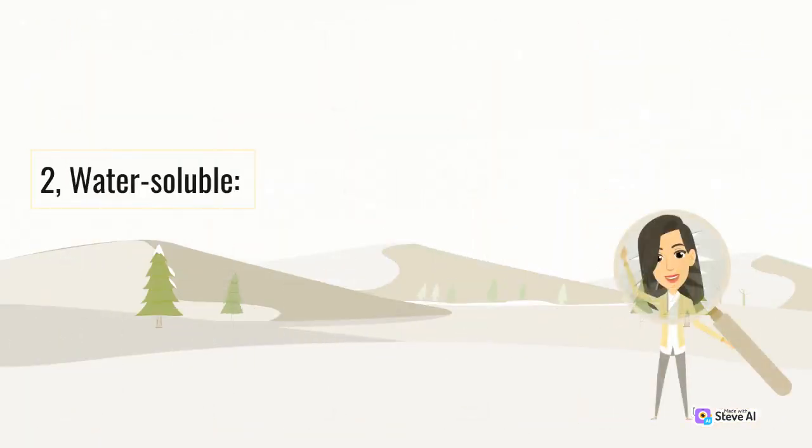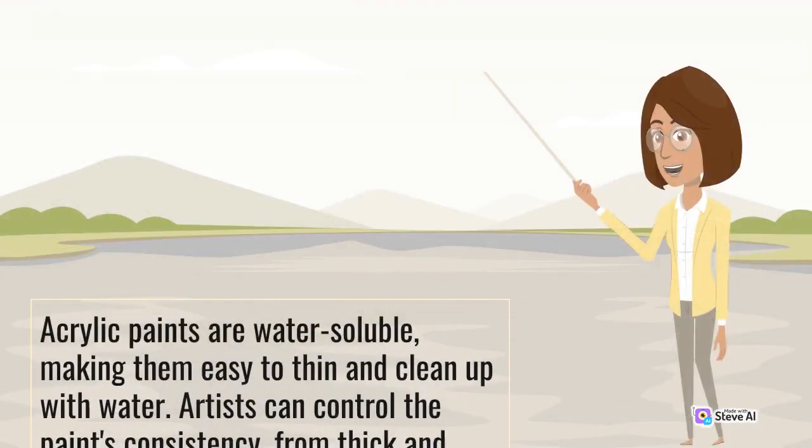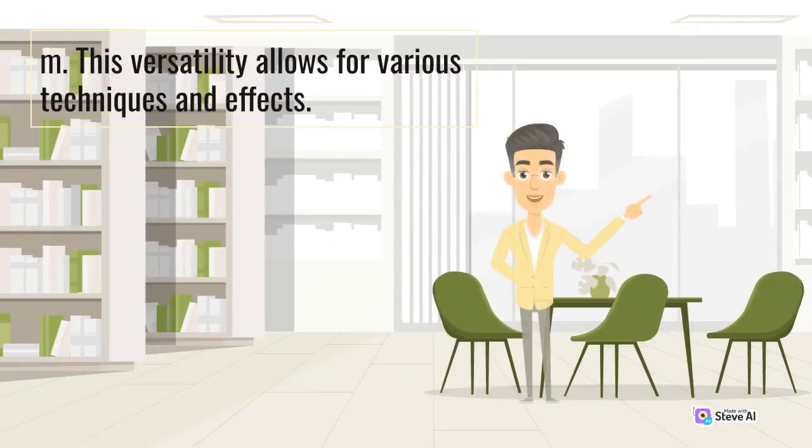2. Water-soluble. Acrylic paints are water-soluble, making them easy to thin and clean up with water. Artists can control the paint's consistency, from thick and buttery to transparent washes, by adding water or medium. This versatility allows for various techniques and effects.